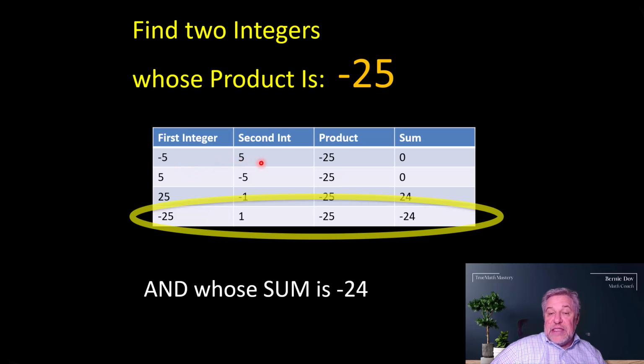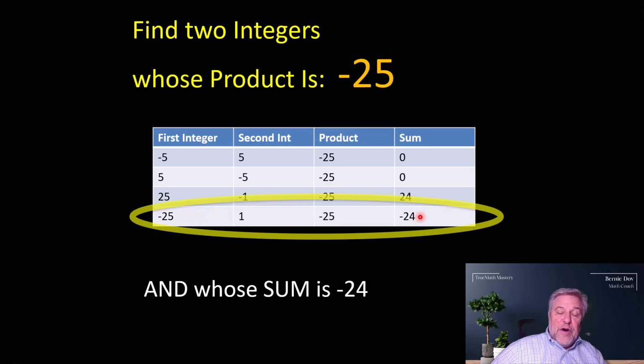But negative 5 plus 5 is 0. That doesn't work. Or positive 5 times negative 5 is also negative 25, but again 5 plus negative 5 is 0. Doesn't work. Then you can try 25 times negative 1. That is negative 25, but the sum, 25 plus negative 1, is positive 24. It doesn't work. So finally, you take negative 25 times 1. The product is negative 25, and the sum is negative 24.